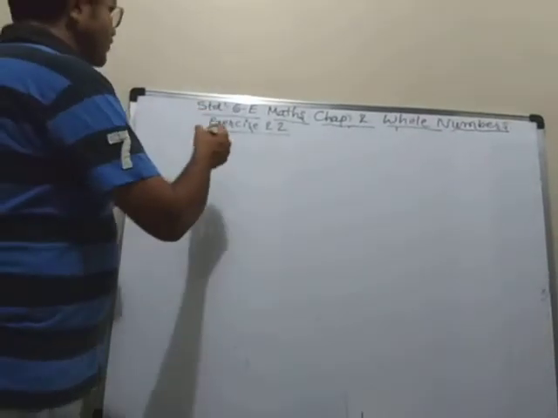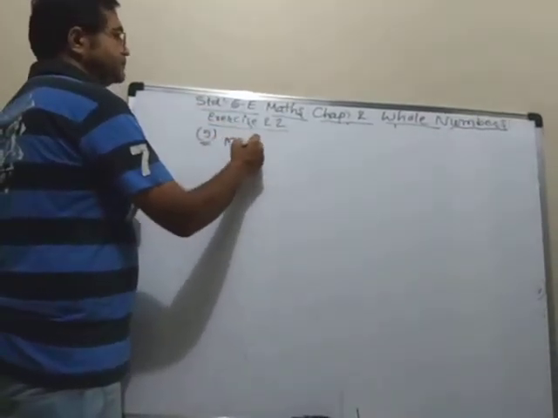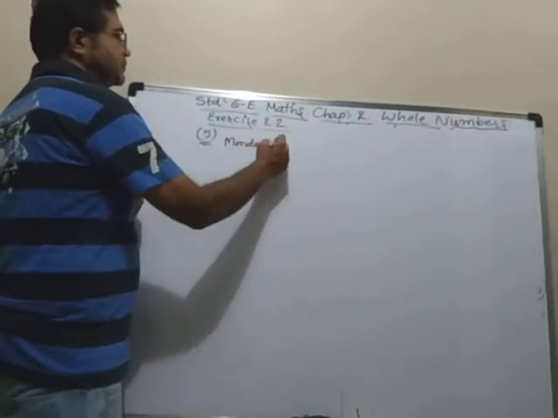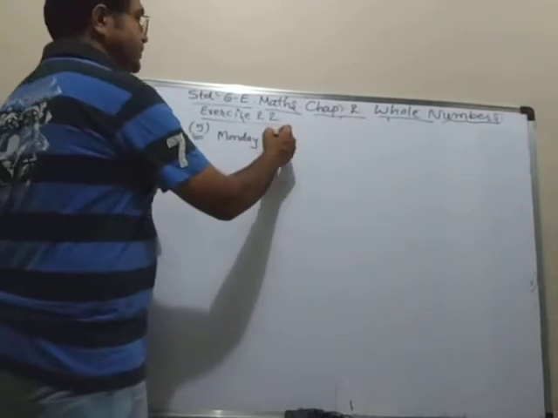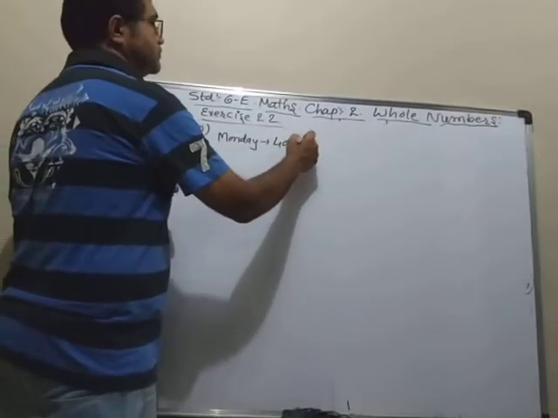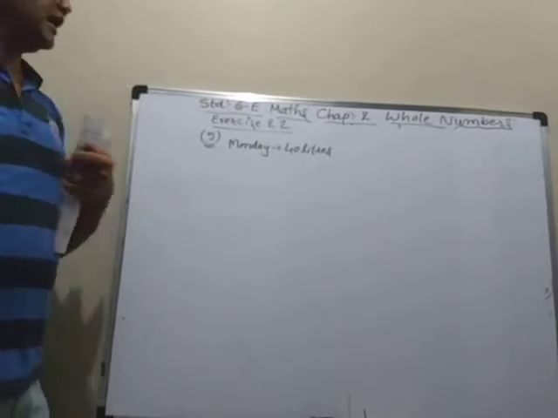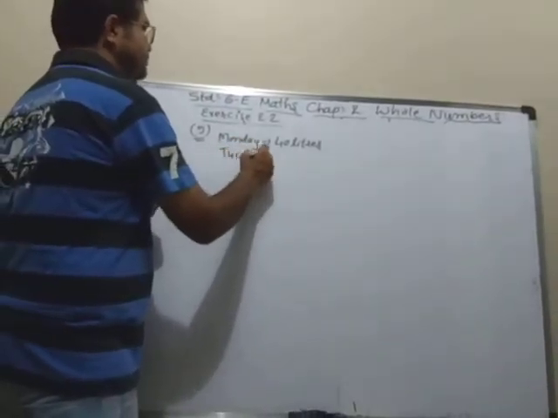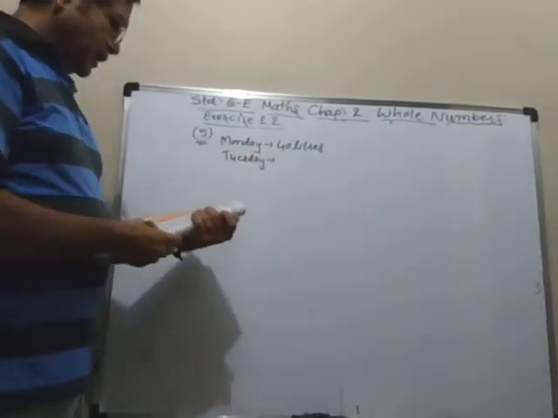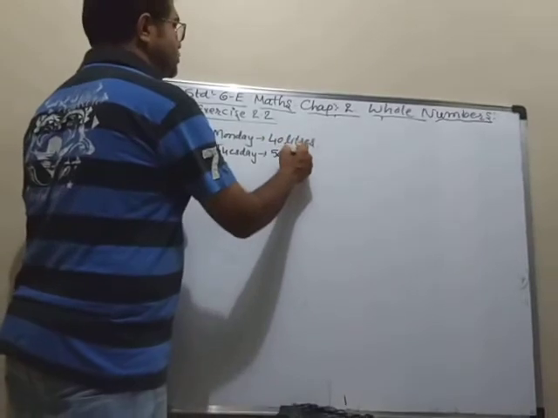So first we will write down what is given. On Monday he filled with 40 liters of petrol. And the next day, means Tuesday, he filled with 50 liters of petrol.